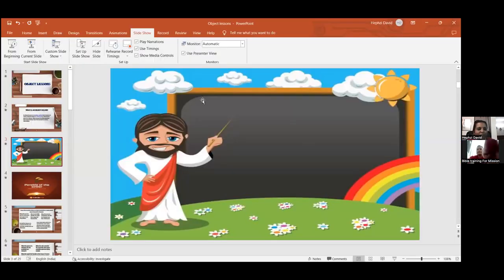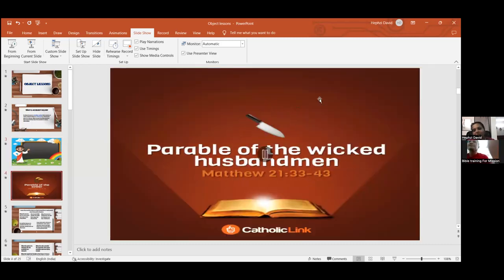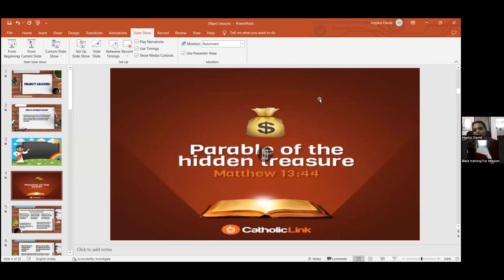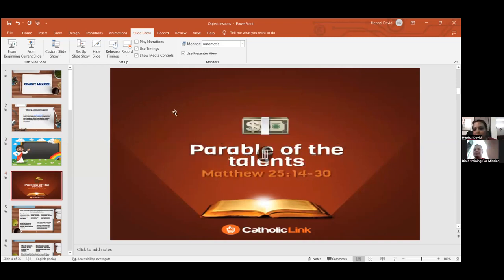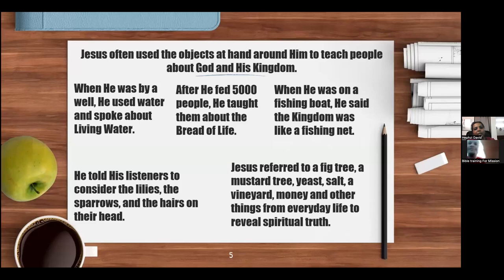Isn't that something so wonderful that Jesus Christ himself was a great object lesson teacher? For all his parables are based on objects, a fish, currency, everything. A sower sowed seed, mustard seed, water when he stood by the well. When he was by the well, he used water and spoke about living water. When he fed 5,000 people, he taught them about the bread of life, and he used the fish and the bread. When he was on a fishing boat, he said that the kingdom was like a fishing net.